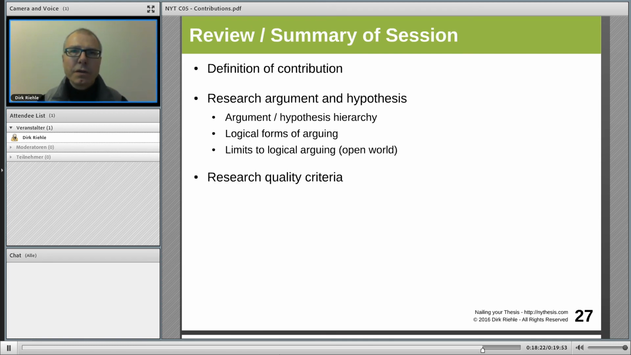So we looked at what this funny term contribution means in science, and then we looked at how you can logically substantiate your contribution by way of research arguments, and then, if you will, archetypal forms that these research arguments can take as they form a hierarchy, how one node in the hierarchy is supported by the lower nodes in the forms of either inductive or deductive reasoning, possibly working with probabilities, also with abductive reasoning.